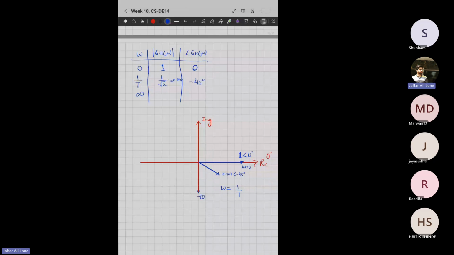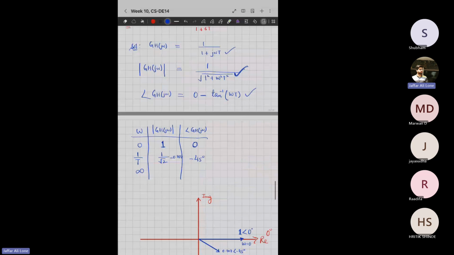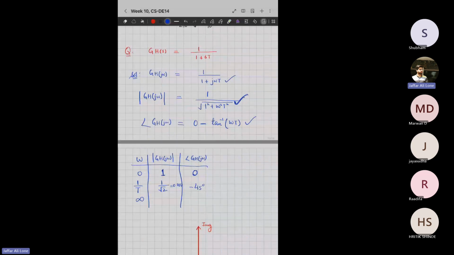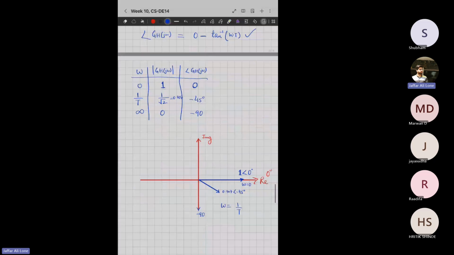Now put omega equal to infinity. So 1 by infinity, the magnitude is obviously 0. And what is the angle? Tan infinity is 90 degrees, so minus 90 degrees, right? Initially your magnitude was 1, then the magnitude keeps decreasing and decreasing, so you will get something like this. It will be a very small arrow of length 0 and angle minus 90. So this point is 0 angle minus 90, right?